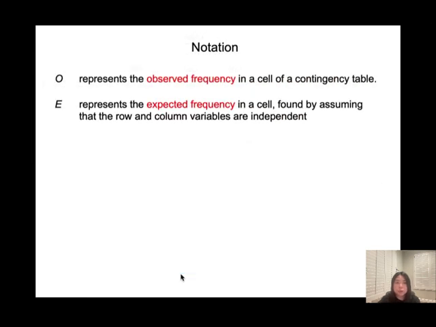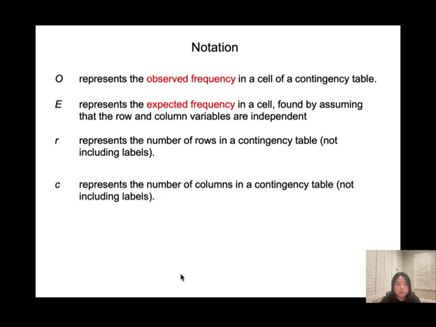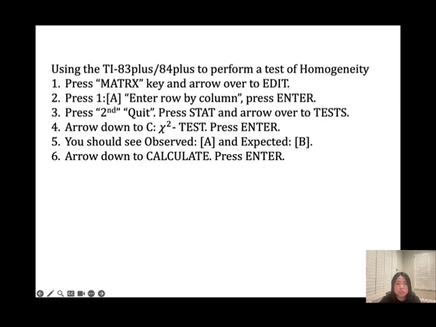E is the expected frequency. We have the same formula to find it. R represents the number of rows in the contingency table. Again, when you count how many rows are in the contingency table, do not include the labels and the total. C represents the number of columns in the contingency table. This is the instruction on how to use your TI-84 calculator to perform a test of homogeneity. Basically, this is exactly the same as the test of independence.